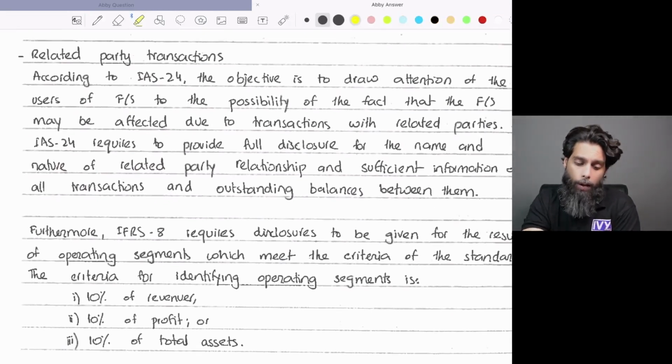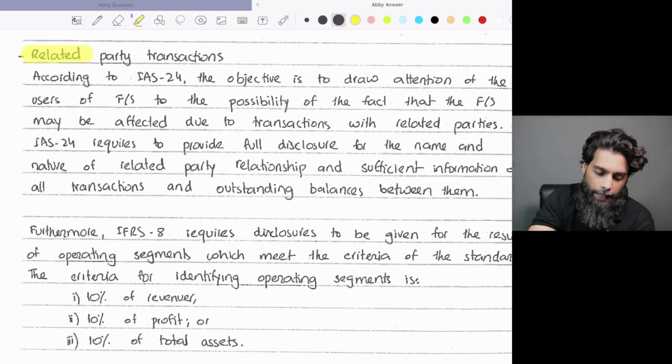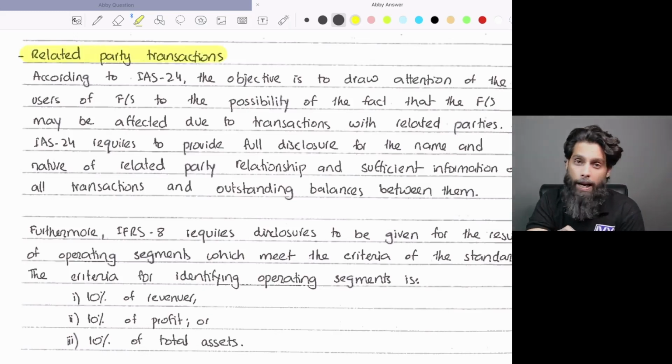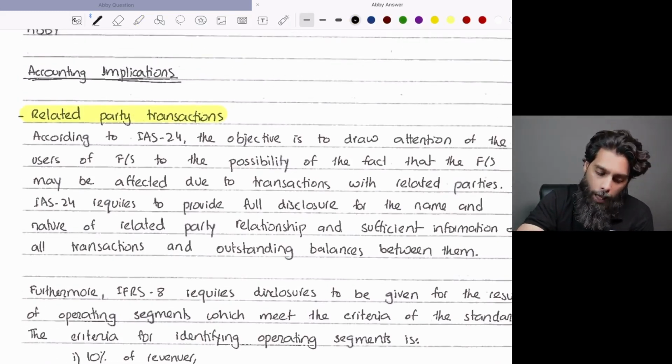Yeah. So how do you approach this answer? I'm just going to read out the lines. This is essentially the same as whatever we have discussed up till now, but let's go through it. Related party transactions: you've got to put a heading just like your examiner did. And then how do you approach an answer?